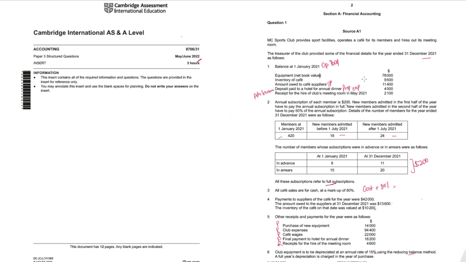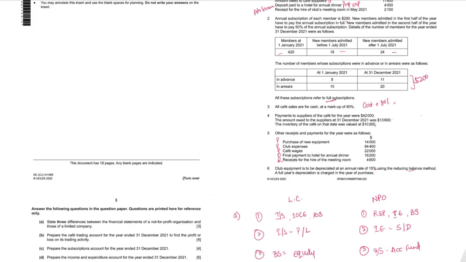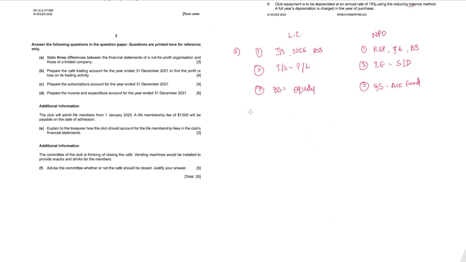Yes, we have the opening inventory with the opening balance. Purchases of the cafe supplies are not given directly, but the details of payments to suppliers, opening and closing suppliers are given, so we can calculate the purchases using a purchase ledger control account format. Closing inventory is given, so cost of sales we can calculate, and they tell you that markup is 80%. So when you know cost of sales, you know that markup is 80%. You can calculate the gross profit and even the revenue from the trading activity, and then we can prepare the cafe trading account. So let's try to prepare that.